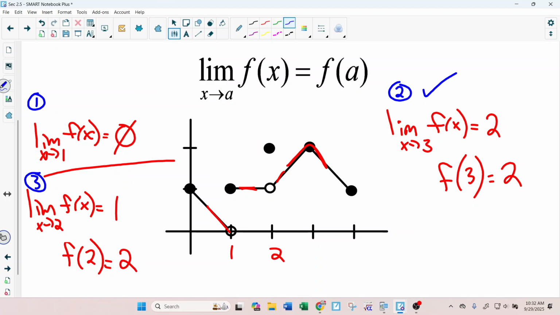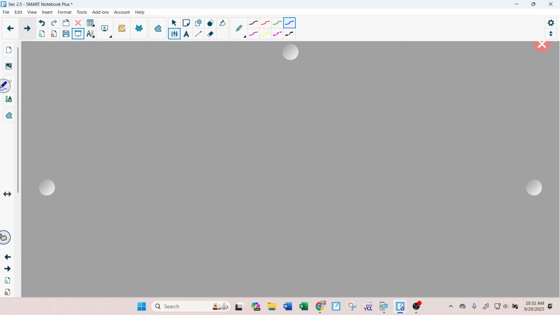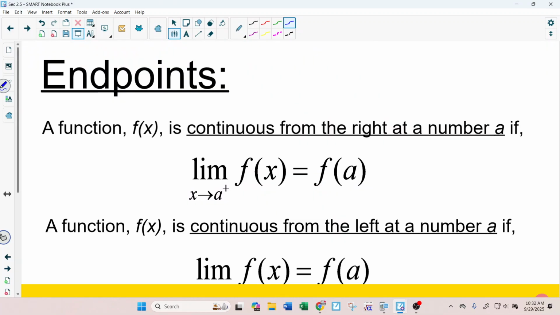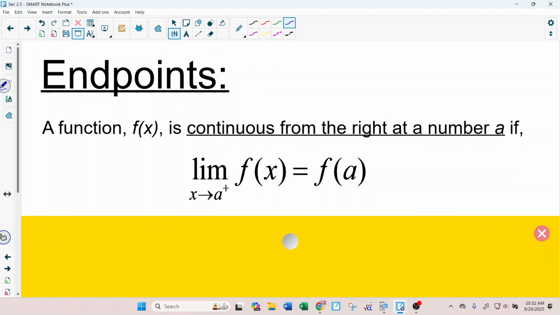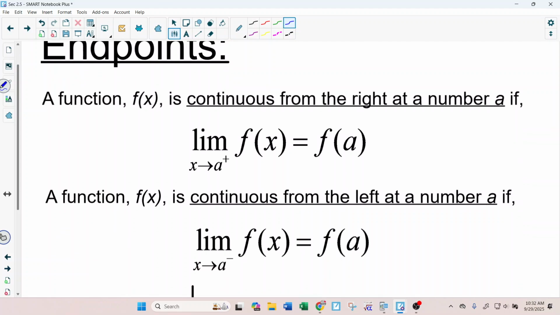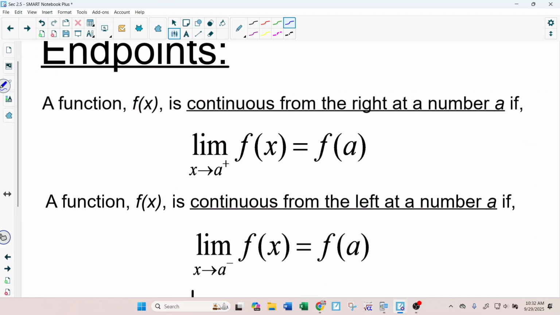Now, we do have this situation where, like right here, the limit from the right is also equal to the functional value, right? So we're going to have something called continuity from the left and the right. So the idea here is if the limit from the right equals the function value, then we say it's continuous from the right. If the limit from the left equals the function value, then we say it's continuous from the left.